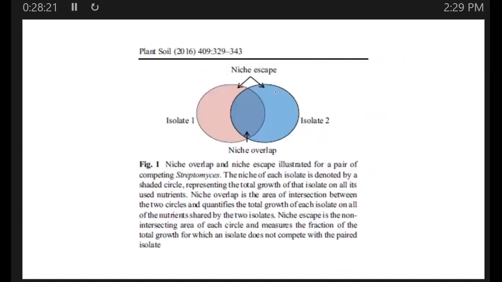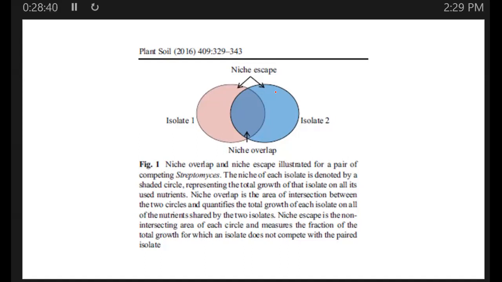And so the fancy word for that is niche overlap, when they're really strongly competing with each other, or niche differentiation if they split out from each other and they're eating their own type of cookies and they don't compete.